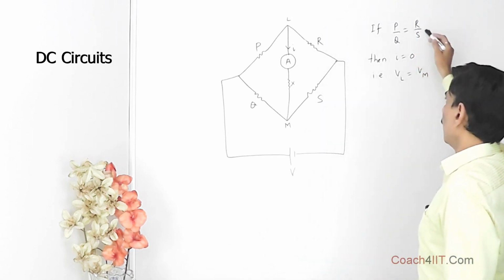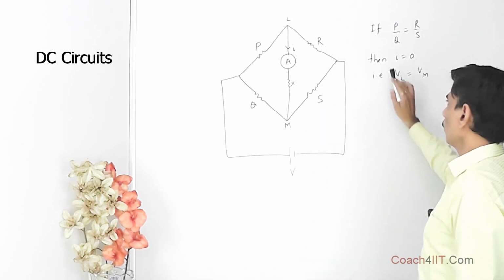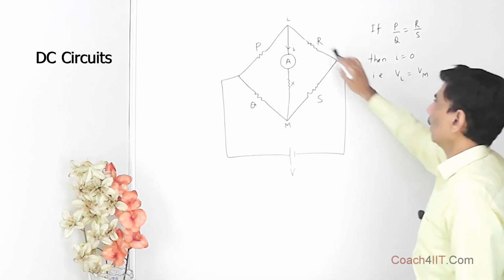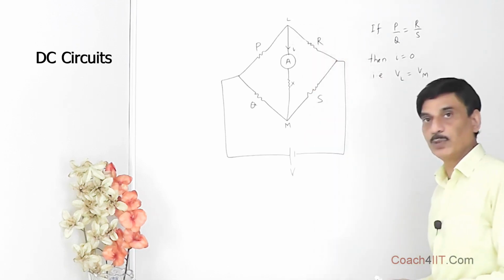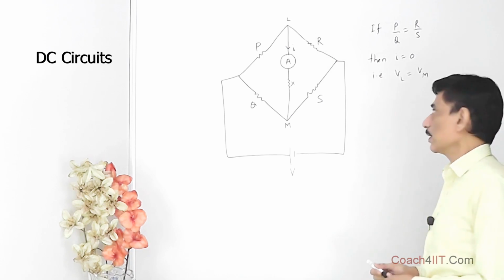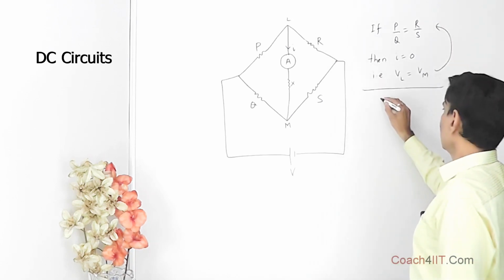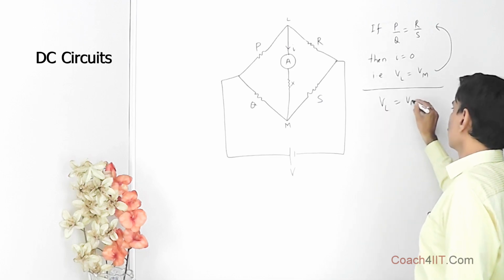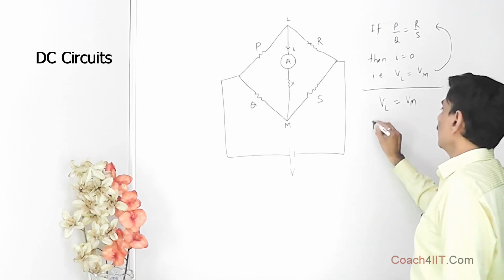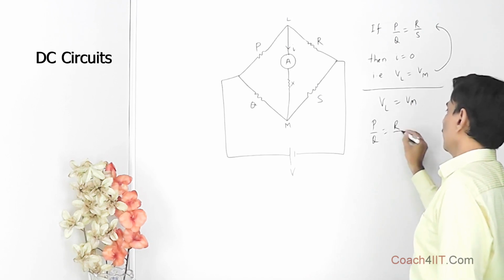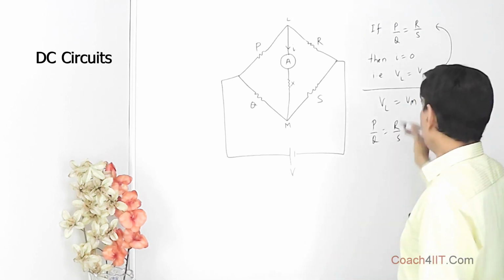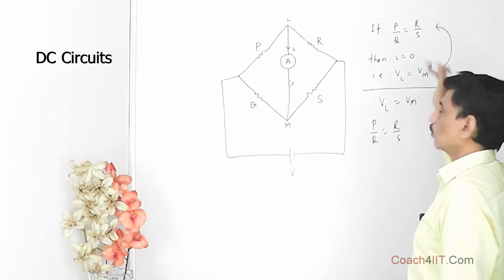If P by Q is equal to R by S, then I is equal to 0. When I is equal to 0, it means VL, the potential of this, and the potential of this should be the same. Suppose we have to prove it. What we can do is go in the reverse manner also. We say if VL is equal to VM, then P by Q should be equal to R by S. That's one and the same thing.